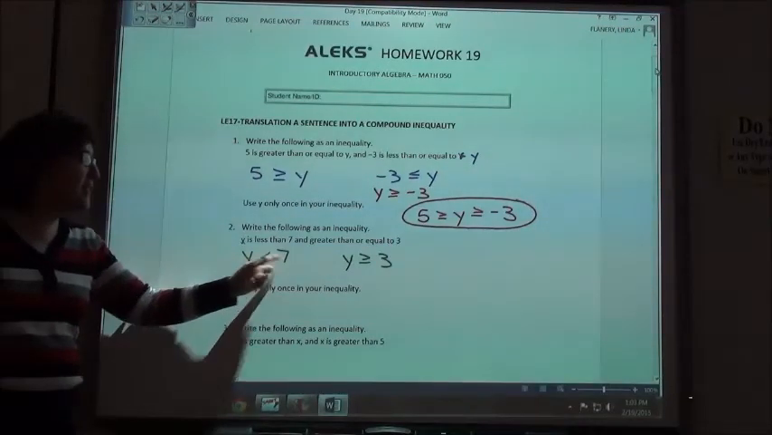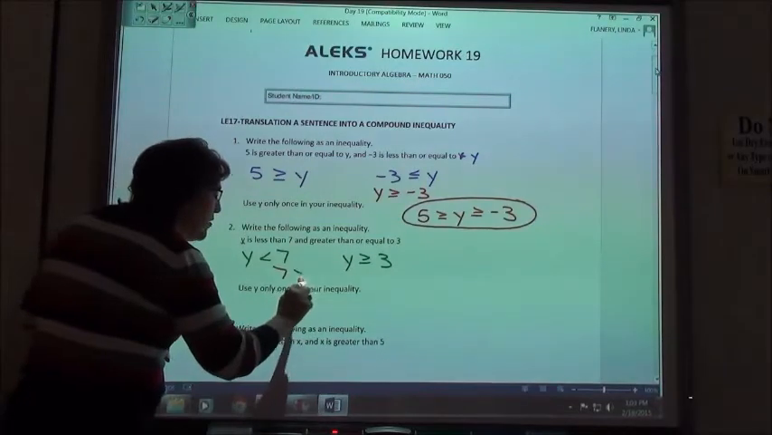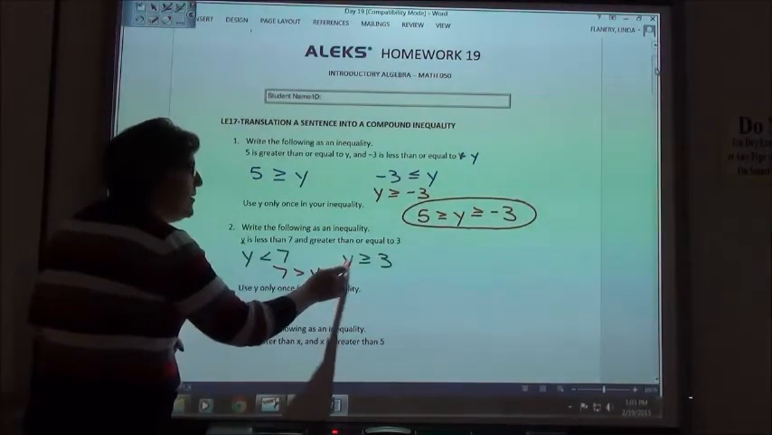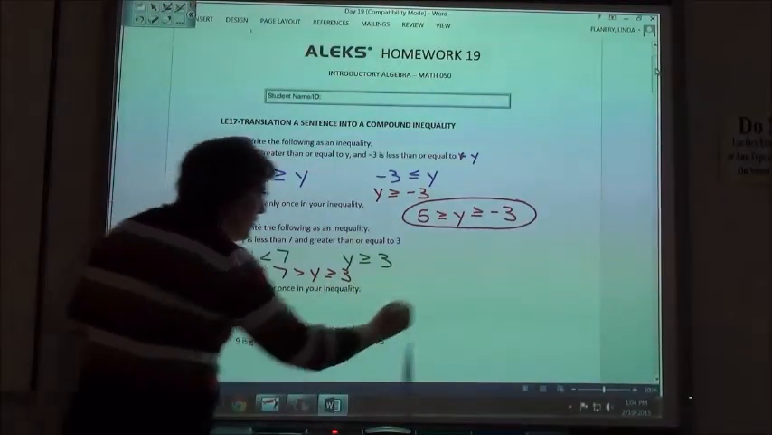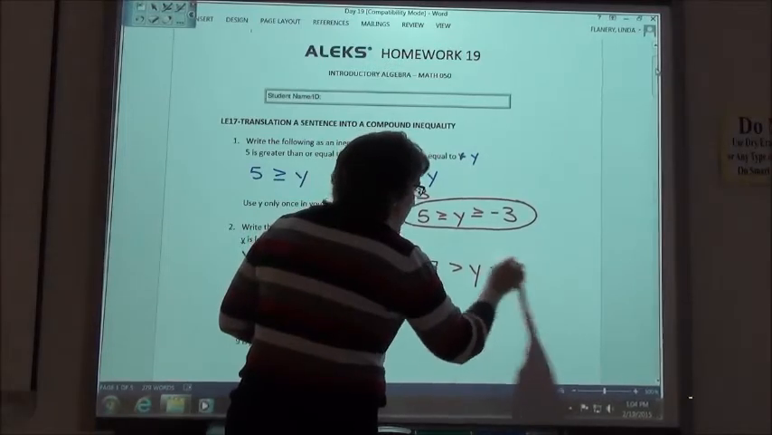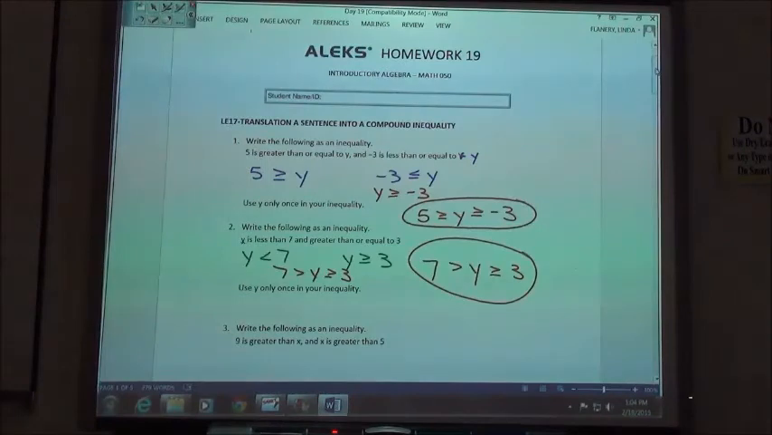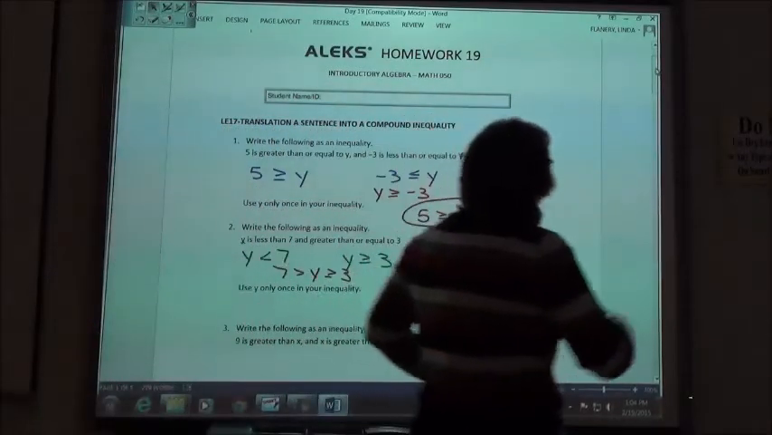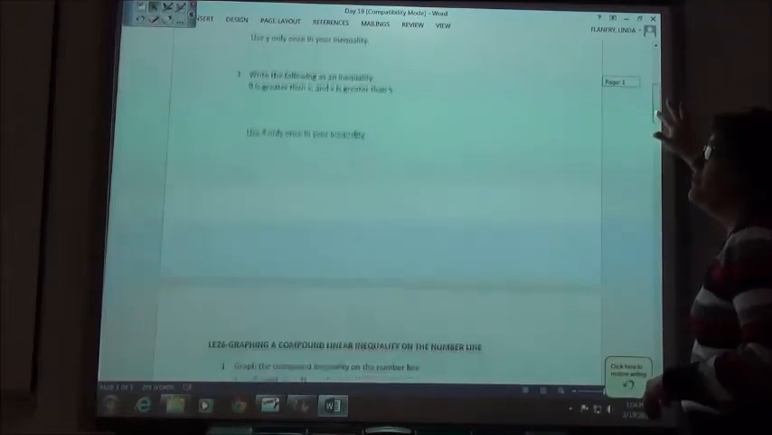So if y is less than 7, then 7 is greater than y. And y is greater than or equal to 3. So if I push them all together, 7 is greater than y, which is greater than or equal to 3. Again, notice my inequality signs end up pointing the same way because I'm going from largest to smallest. Darn, she has them all going that way. Oh well.